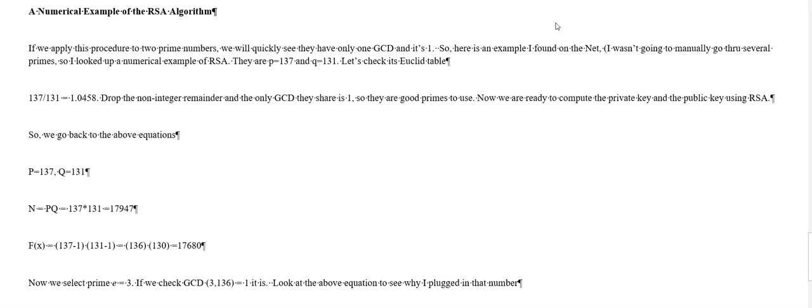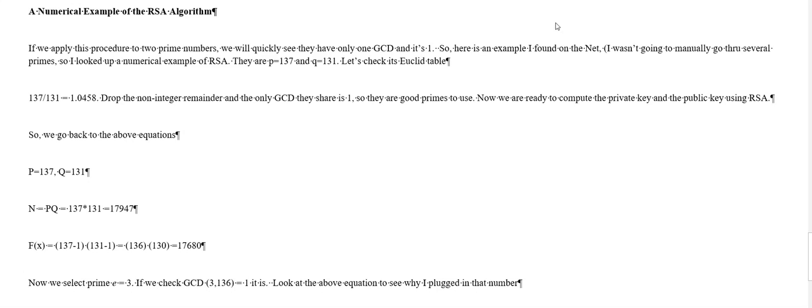That means we're going to see if there is just one common denominator, which is 137 divided by 131 equals 1.0, so on and so forth. You drop what comes after the decimal point. So they are coprime, they only share 1. Drop the non-integer remainder, and the only GCD they share is 1. So they are good primes to use.